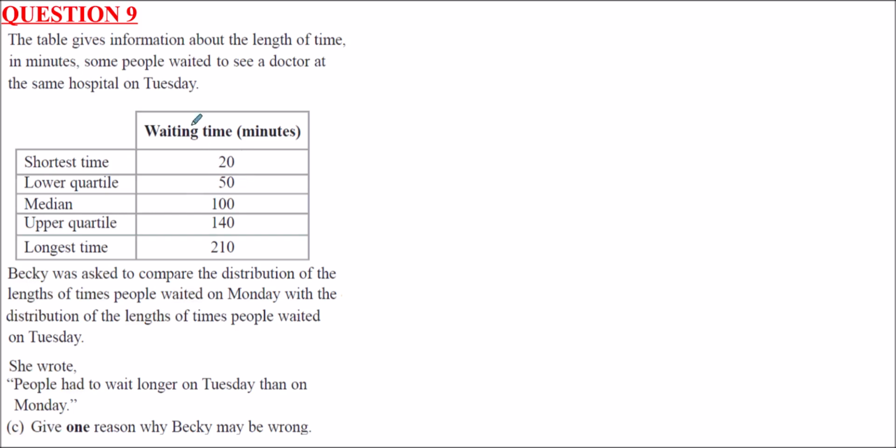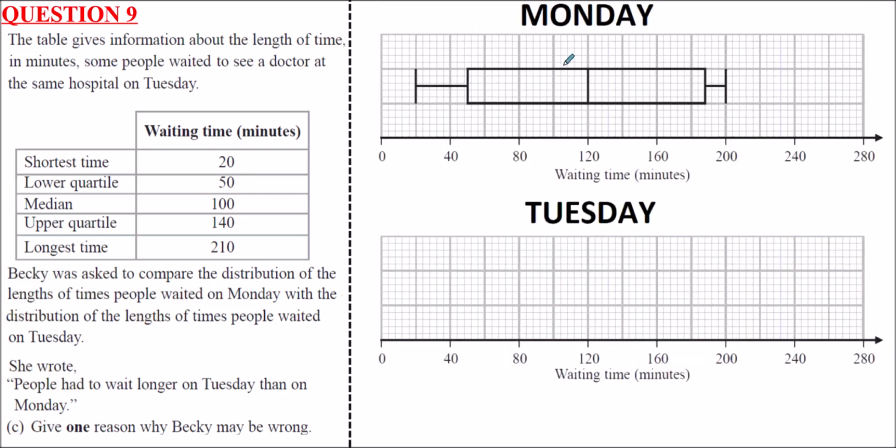So if I just put these into a box plot here, which you can do if you want, Monday is what we had from before. Using these values here for Tuesday, so 20, 50, 100, 140 and 210, they'd go here. And then constructing the 5 vertical lines and making the box and the whiskers as such, we'd have this. So if you wanted to, that would be a box plot for Tuesday.